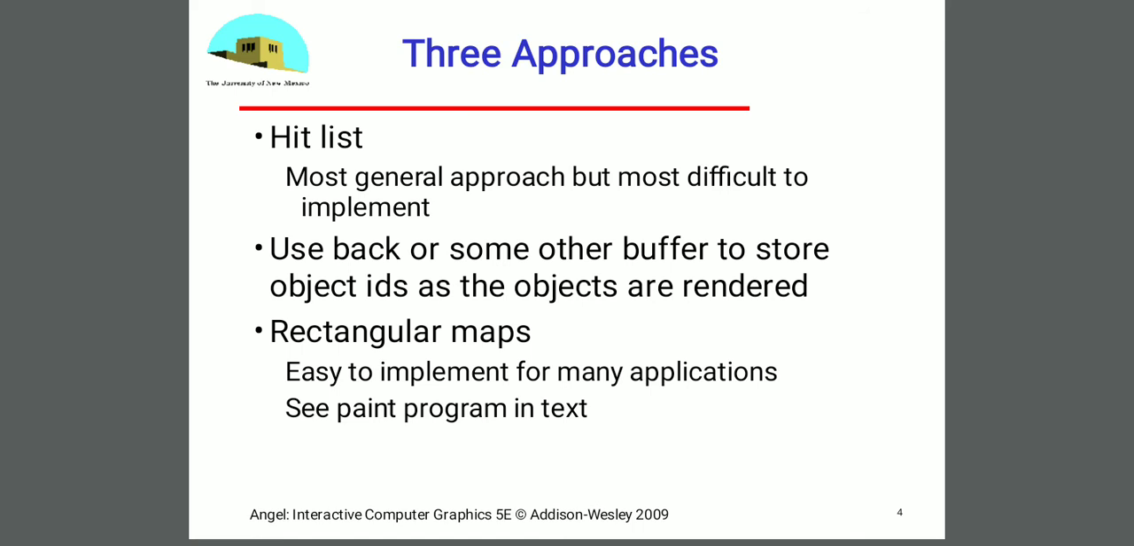Rectangular map. Based on the touch, you can identify the user is selecting a particular object because either front buffer or back buffer will be active during that touch. Rectangular map is easy to implement for many applications. See Paint program. Based on my touch, I can draw one small rectangle. Which object is covering more inside that rectangle? That is rectangular map.